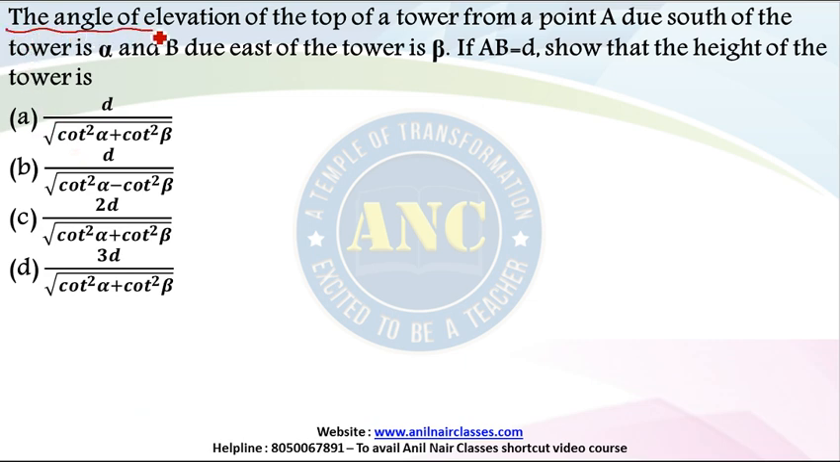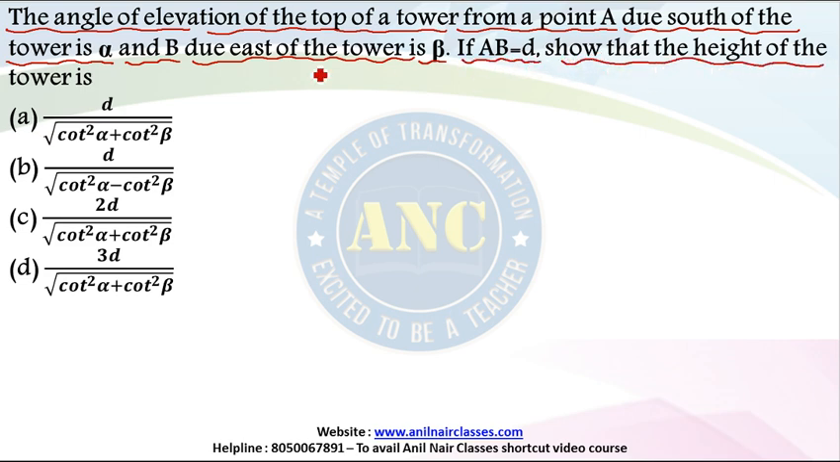The angle of elevation of the top of a tower from a point A due south of the tower is alpha, and from B due southeast of the tower is beta. If AB is equal to small d, show that the height of the tower is any of these 4 options. Okay, let us understand this. First of all, in the question it is given as south, east, all those things. That means they are directions. First we should know the directions.